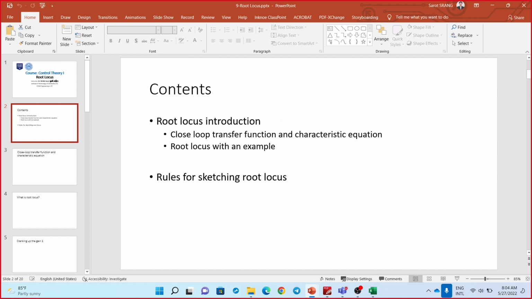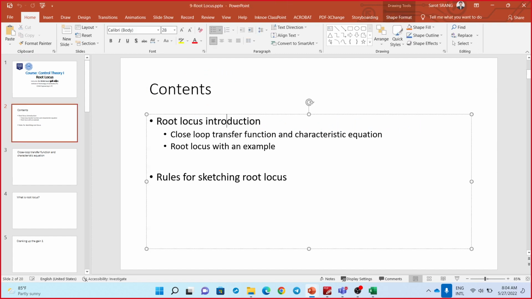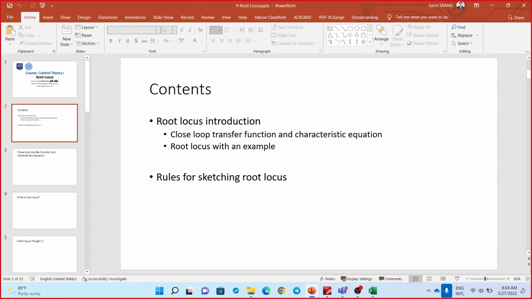Before we begin, I'd like to show the content of the lecture today. There are two main parts. First, an introduction of the root locus, to talk about what it is and how we can find it, and then we will be discussing the rules for sketching root locus.